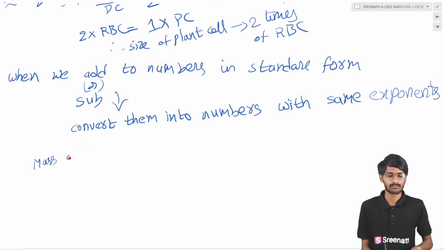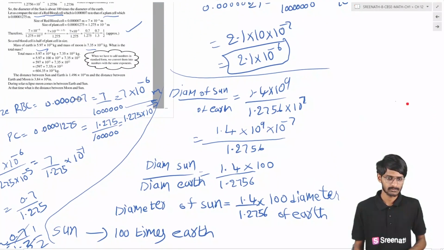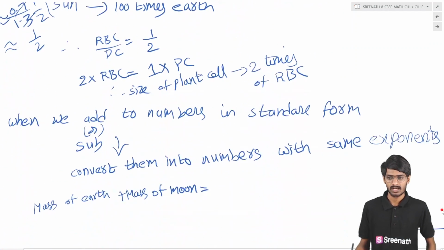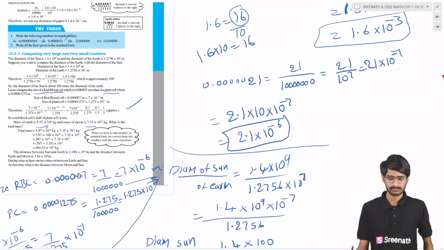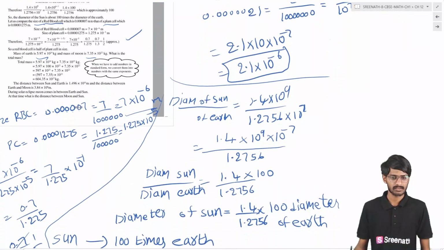Suppose mass of earth plus mass of moon. Mass of earth and mass of moon, that is 5.97 into 10 power 24. I will do here, I will take space, students. No, don't worry. 5.97 into 10 power 24 kgs plus 7.35 into 10 power 22 kgs, 7.35.